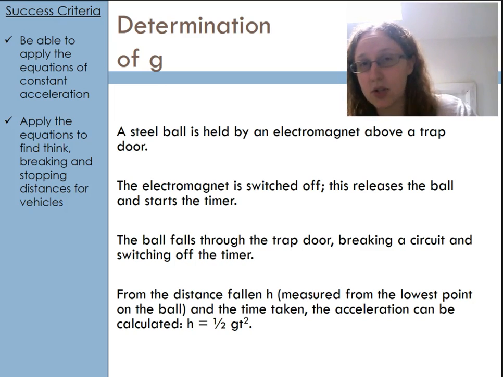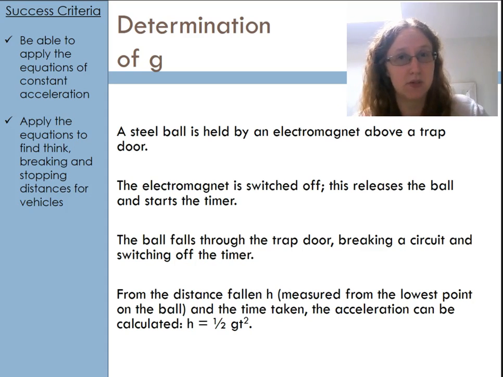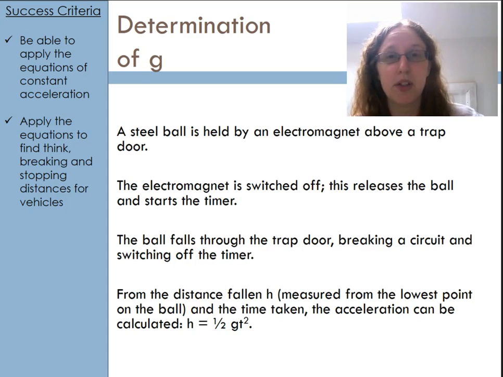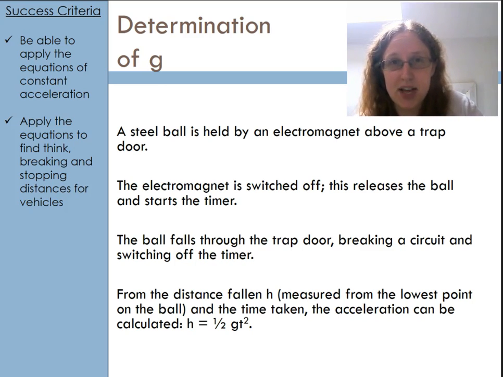Now obviously you don't have to do it with the electromagnet and the trapdoor. You can just drop objects and use the same theory. But this is a specific method that you could be asked about, so make sure you've got it firm in your heads. We are going to do some practicals on this in class, so you will calculate it for yourself. We will also talk about issues with why the number you get is very unlikely to be 9.81, and that's something you can be thinking about before I see you next.